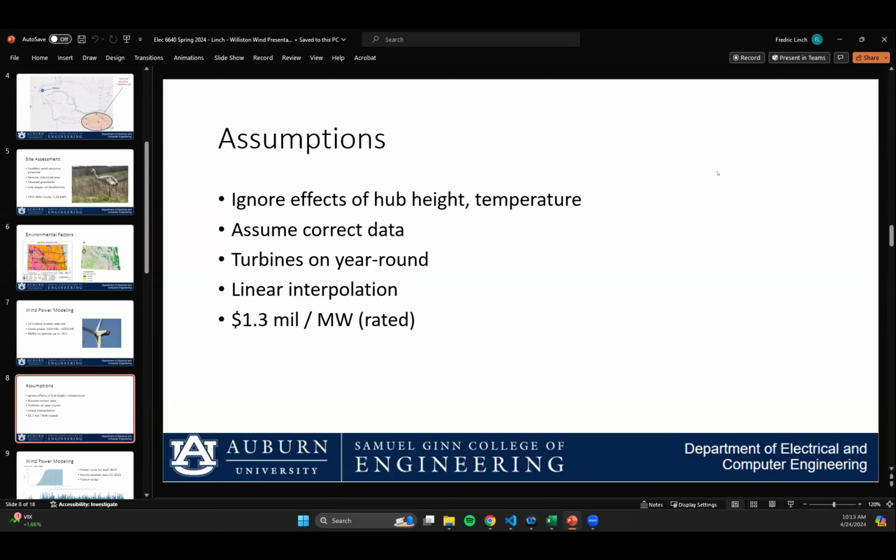when matching it up with our wind graph. All right, and then we assumed that the cost of a turbine for construction was about 1.3 million per rated megawatt. And that was just based on different sources that estimated between 1 and 2 million, usually closer to the 1 million range.